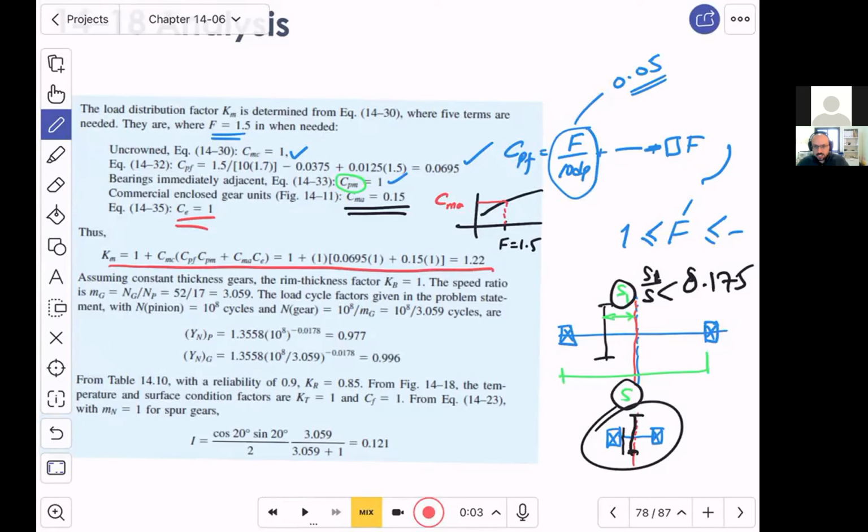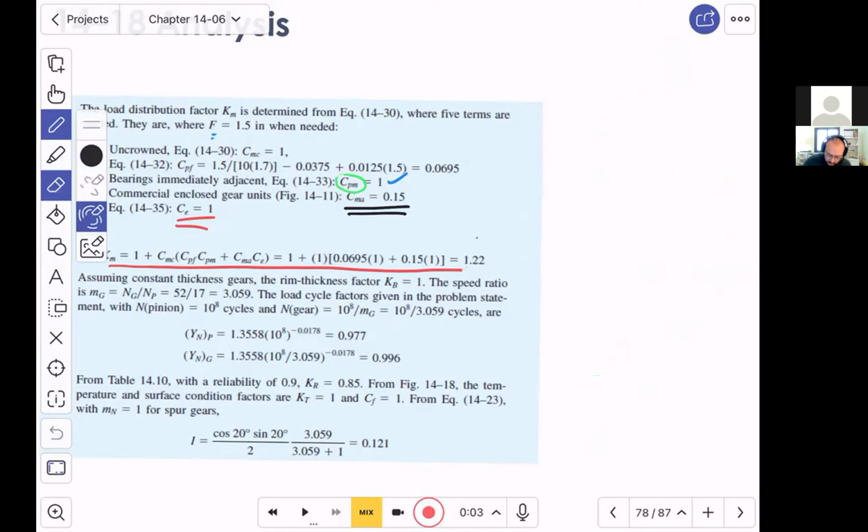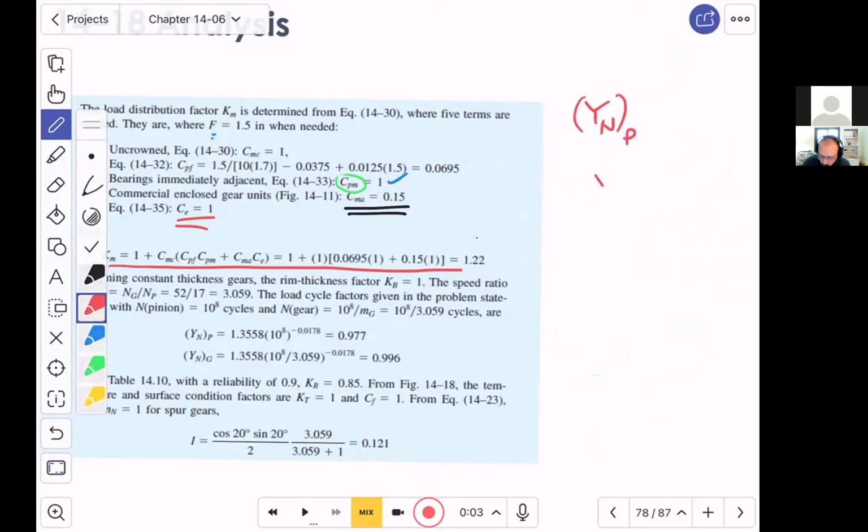Now, we got Km, we are done with sigma. Now we need to find the parameters for the factor of safety and the parameters for the contact. The first one is Yn. Yn is similar to Zn, but you need to be very careful in one aspect. Yn, we need to find it for the pinion. Yn, we need to find it for the gear. And then Zn, we need to find it for the pinion. Okay.